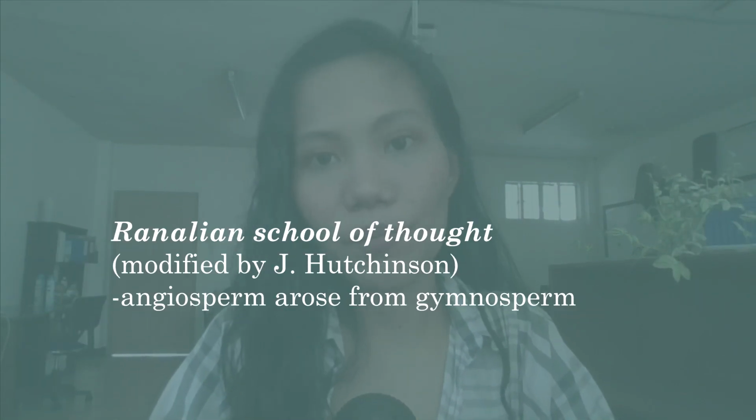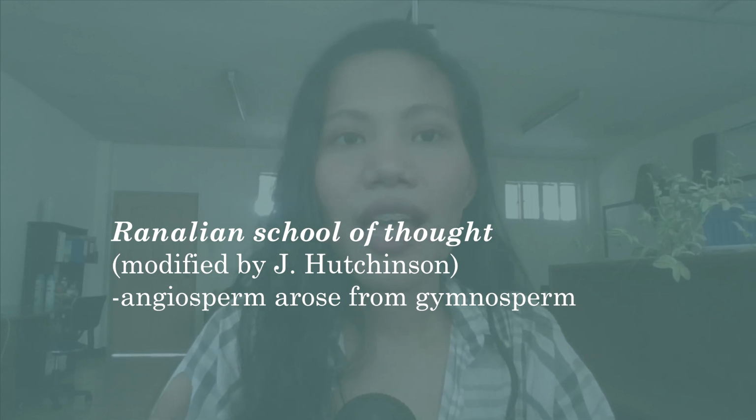And lastly, we look at Charles Bessey. Charles Bessey is a proponent of the Ranalian school of thought. And this was modified by J. Hutchinson. So, according to them, angiosperms arose from the gymnosperms. And this also looks at the modern system of flowering plant classification. And this is largely influenced by the phylogenetic dichotomies given by Charles Bessey, who looked at seed plants as polyphyletic. So, polyphyly will be more emphasized and elaborated as well in our next lessons.